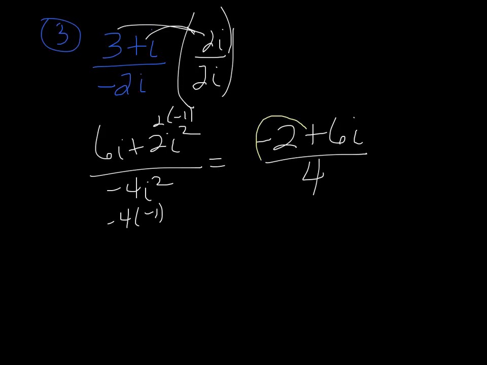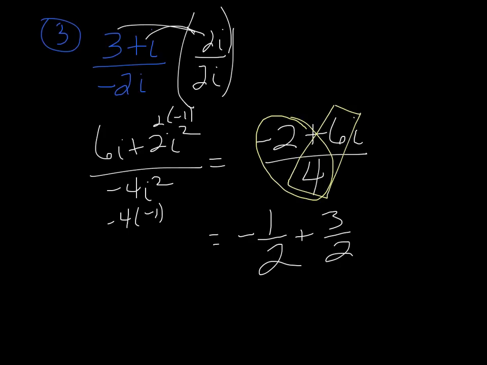And now remember, I'm going to split them. So negative 2 over 4 is negative 1/2. 6 over 4 is 3/2 times i.